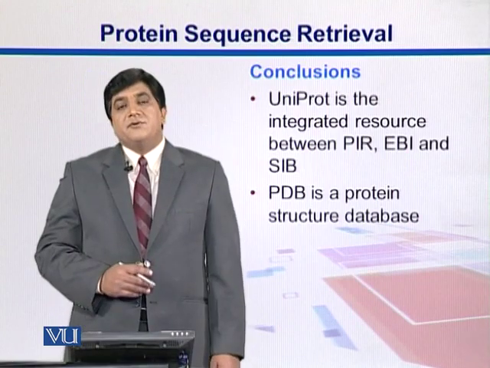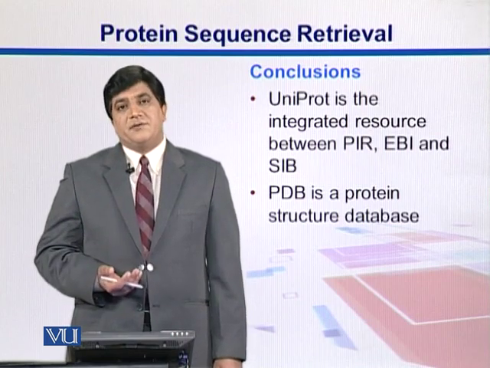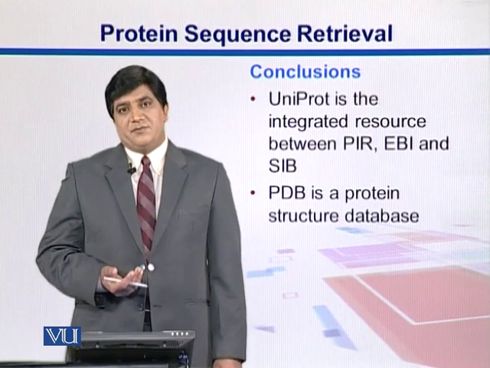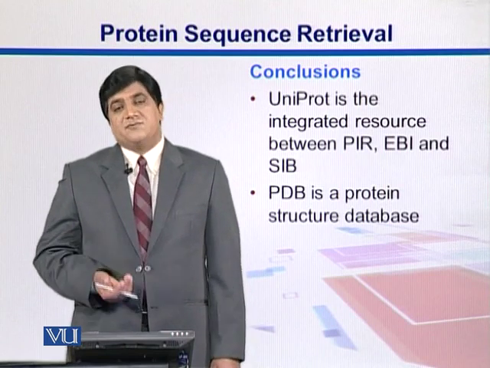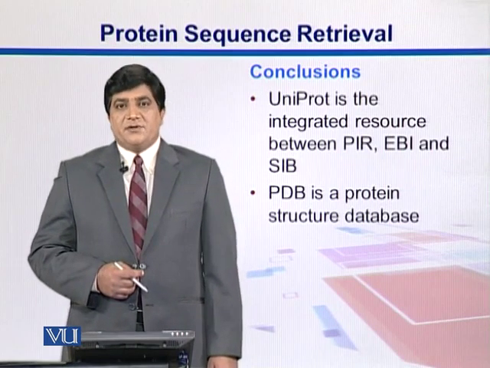So we conclude that UniProt is the biggest resource, an integrated resource between PIR, EBI, and the Swiss Institute of Bioinformatics, and PDB is the good resource to get the protein structures.